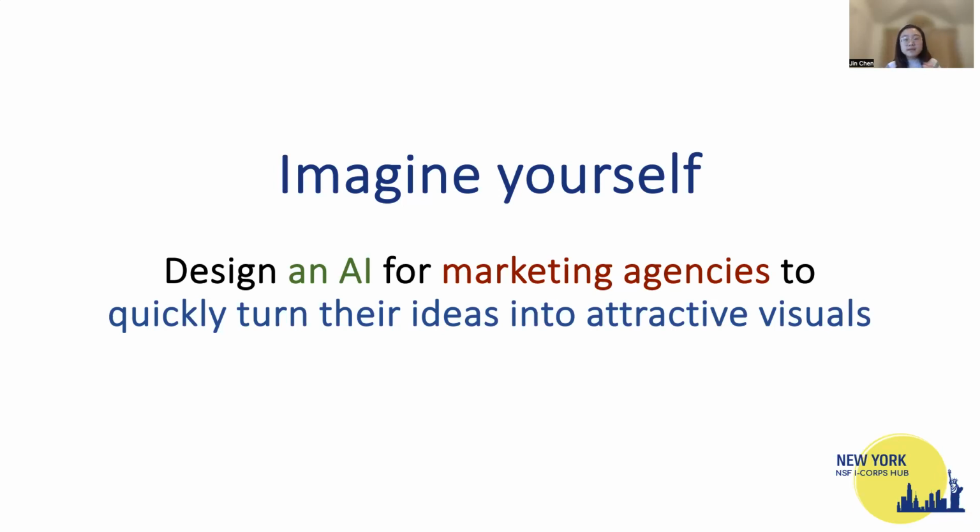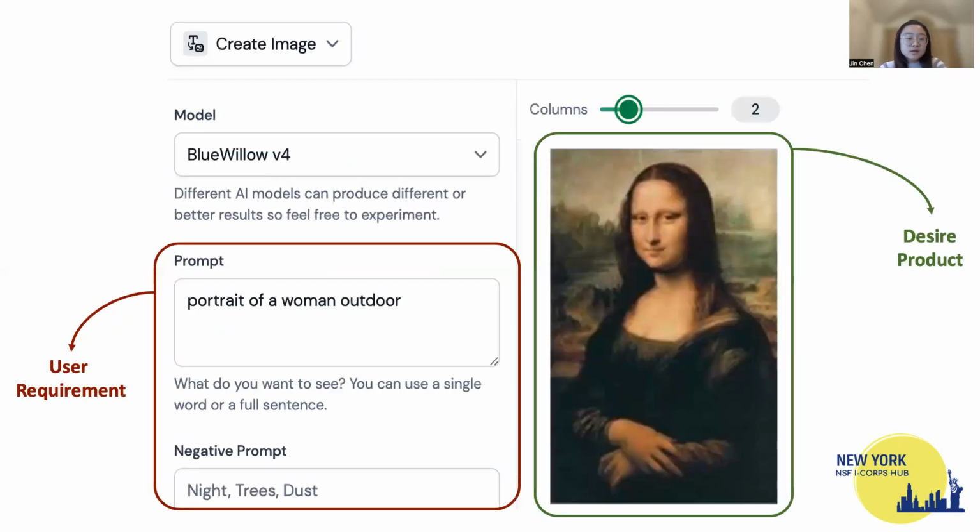And showing the updates in the drawing is just an easy way for us to visualize the difference between the different approaches that we will go over later. And I promise we will not go into any technical details. So let's use this as an example, where the user requirement for the product is a portrait of a woman outdoors. And the desired product is the most famous woman's portrait, the Mona Lisa.